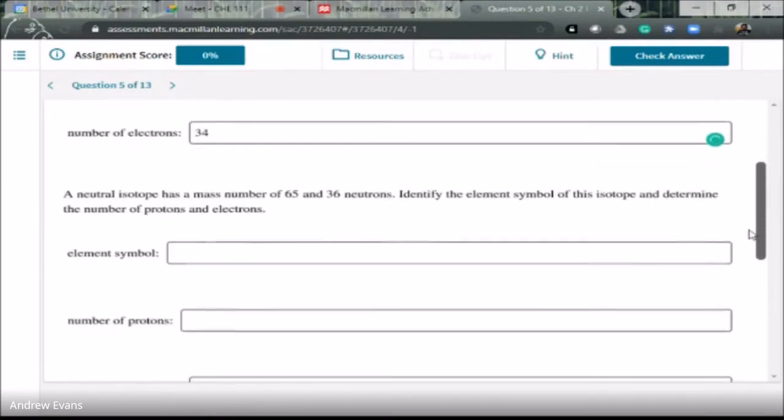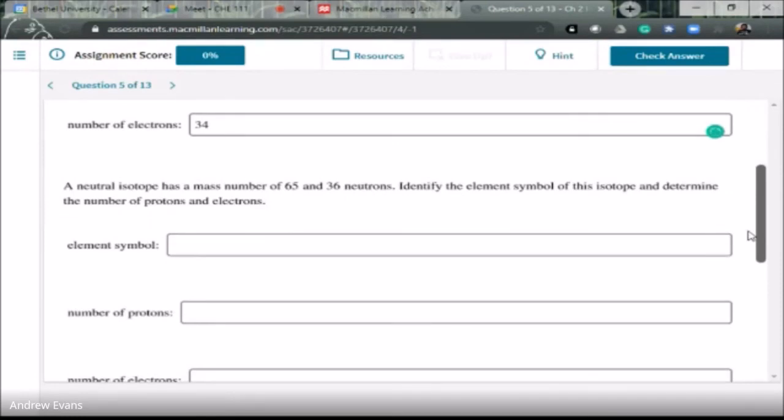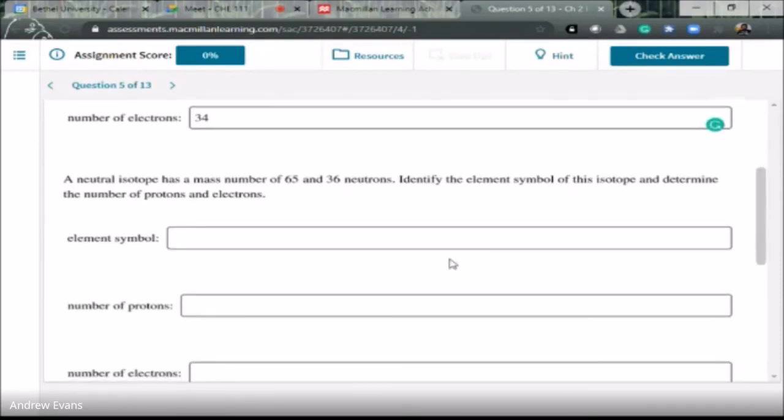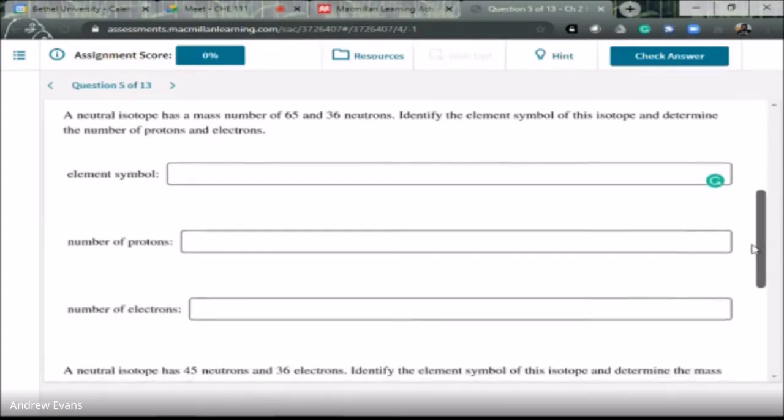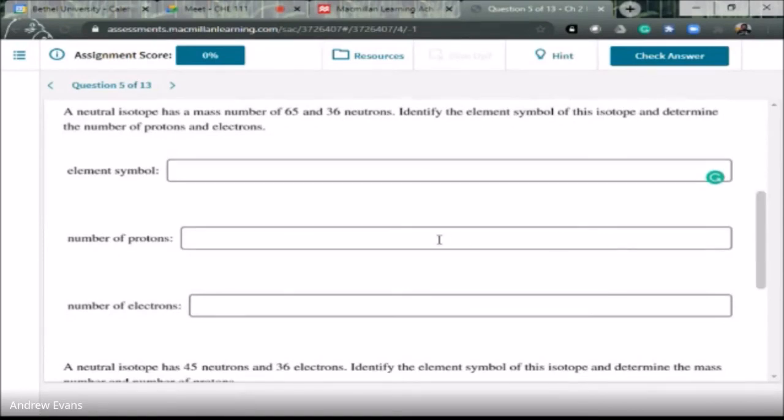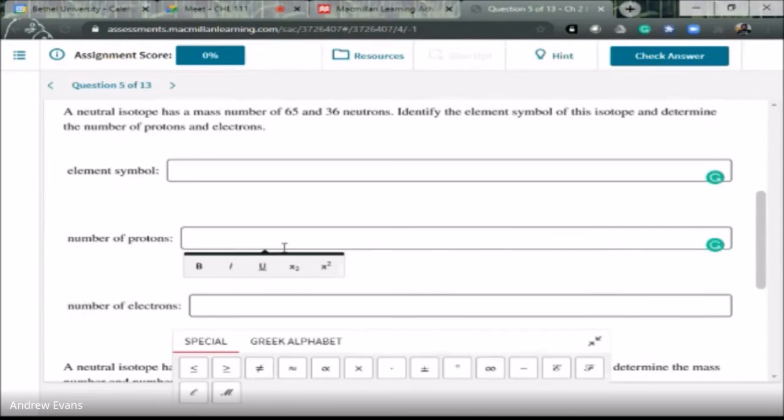Here we go. A neutral isotope has a mass of 65 and 36 neutrons. Identify the element symbol of the isotope and determine the number of protons and electrons. So I'm going to go protons and electrons first. It's neutral with 65 mass number and 36 neutrons. The difference right there is 29. Because it's neutral, there's 29 electrons.